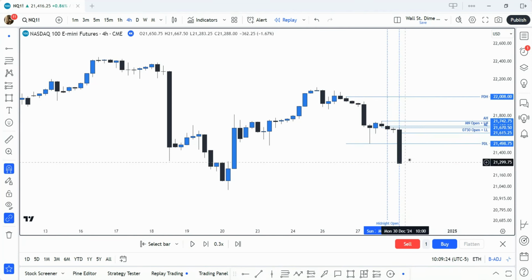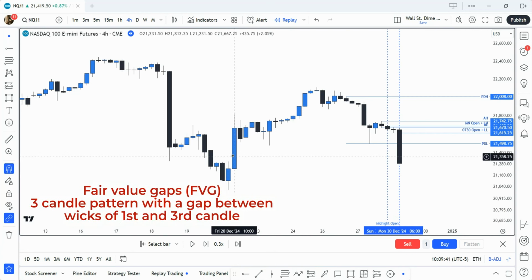But already it's moved through previous day low. So it's taken previous day low liquidity. And it also closed this fair value gap. So this fair value gap, again, a fair value gap is a 3 candle pattern. 1, 2, 3. And there's a gap between the wicks. And you see that this candle has closed that area. Okay, so it's inverted this fair value gap.